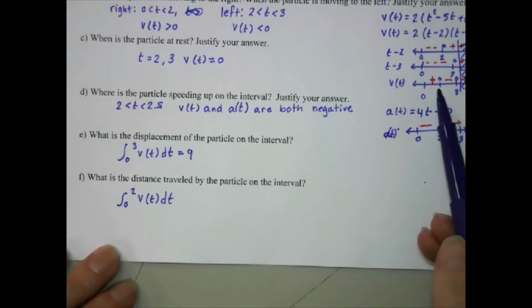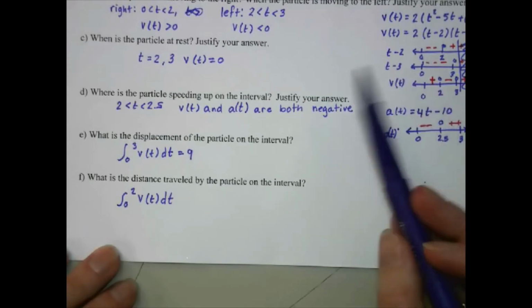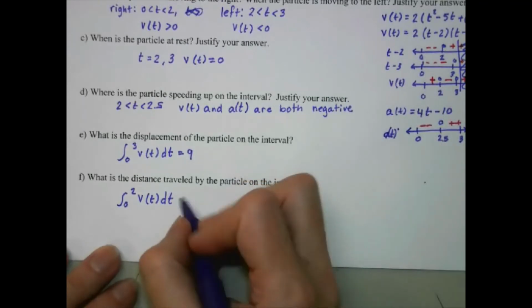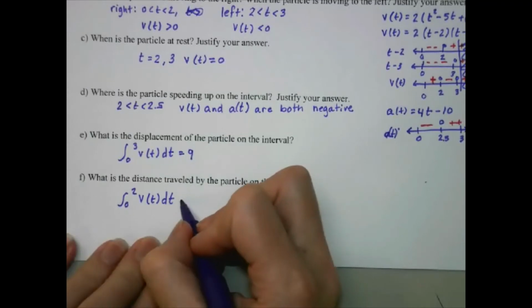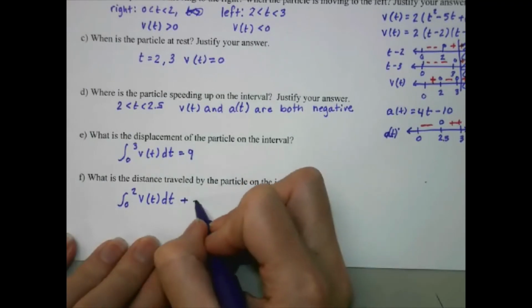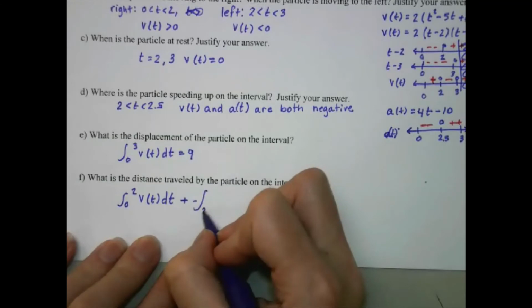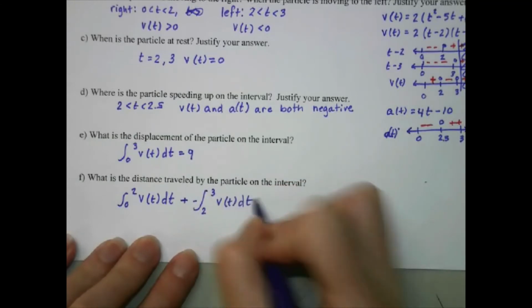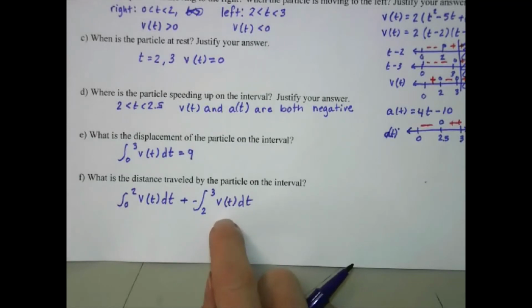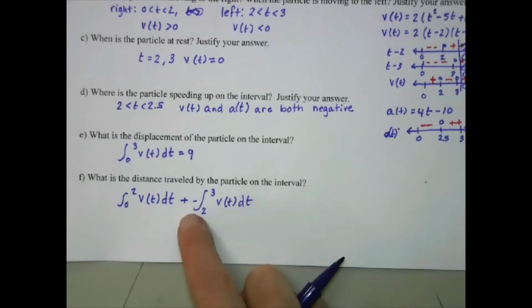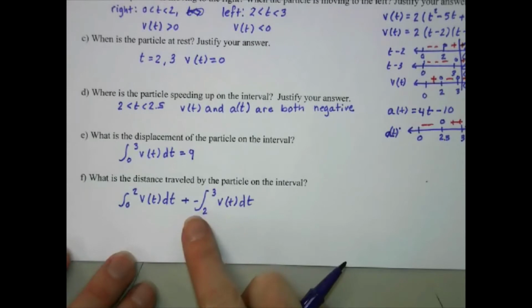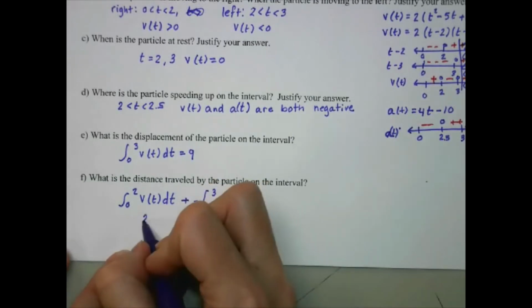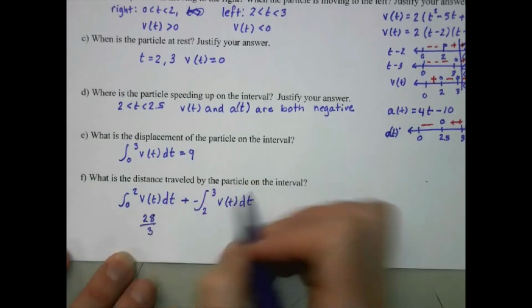Okay, and then from 2 to 3, the particle's moving to the left. So we're going to add the opposite of the integral from 2 to 3. If you were to do this integral, you're going to get a negative value. We just want to turn that into a positive value. For this one, you're going to get 28/3.